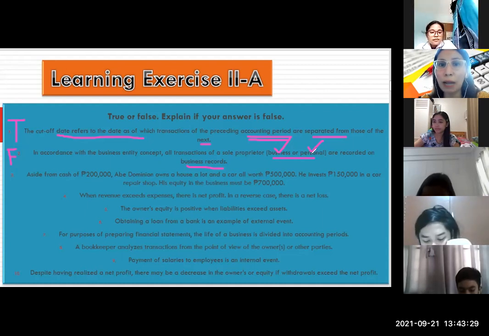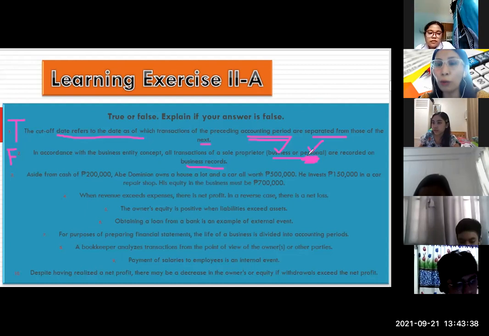Kasi hindi lahat ng personal, not all the personal belongings or properties are recorded. Nire-record lang where, if it is invested. Okay? If it is invested in the business. Number three.